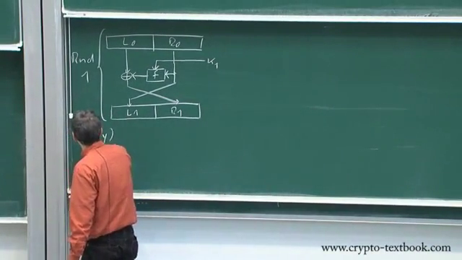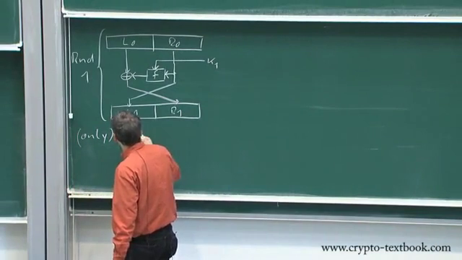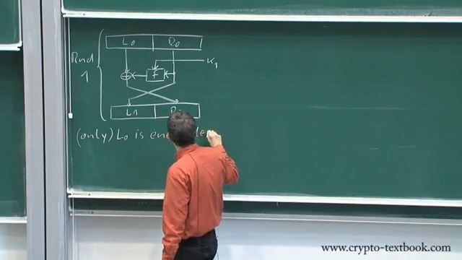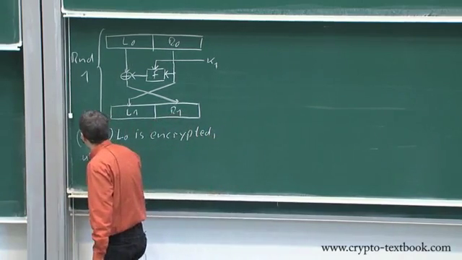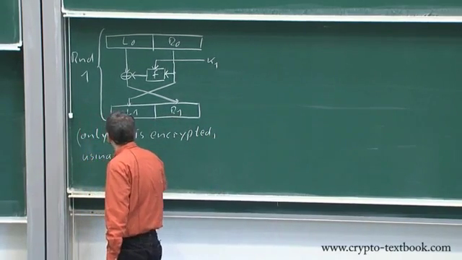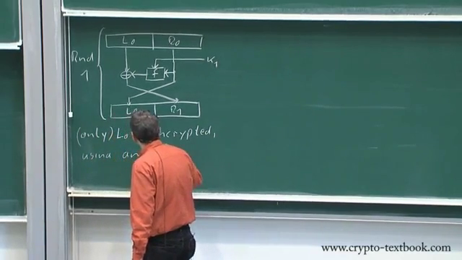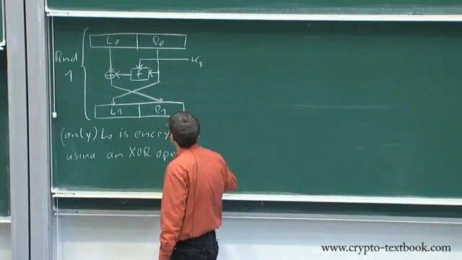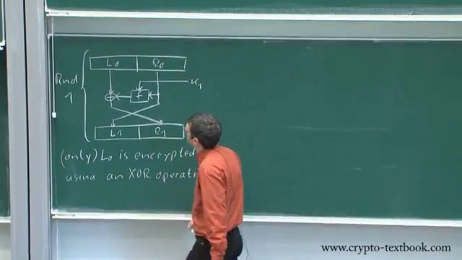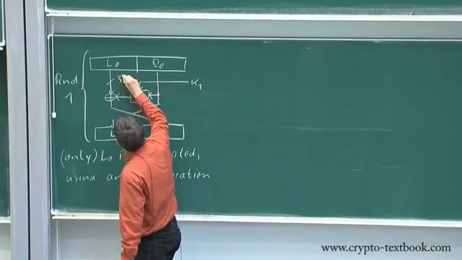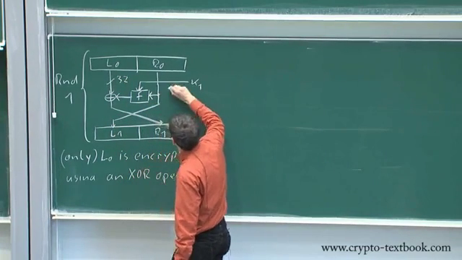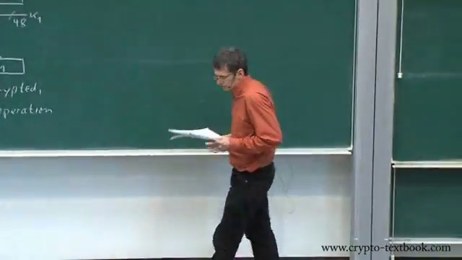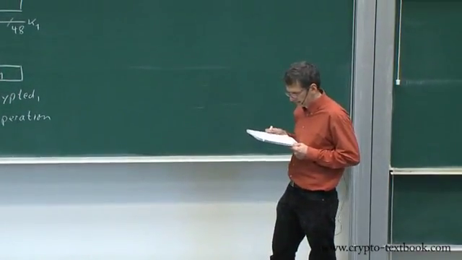Only L0 is encrypted using an XOR operation. Okay. Oh, by the way, all the lines you see here, almost all the lines, are 32 bits except K1, which is 48 bits, and we're going to address that in a minute. So it's a bit length.